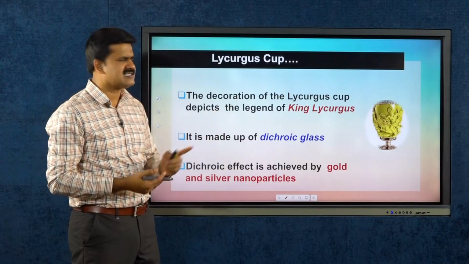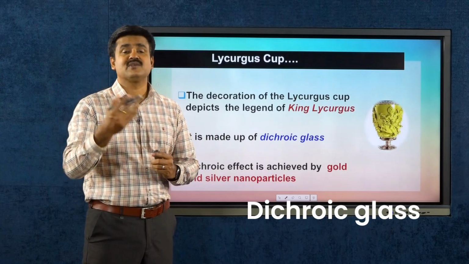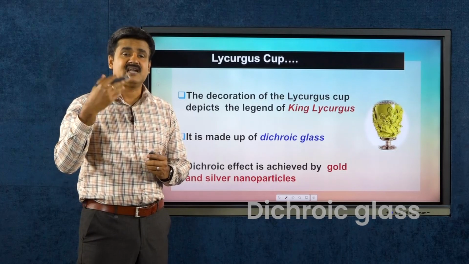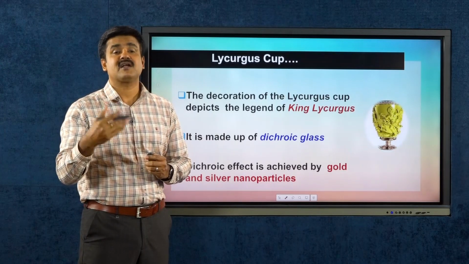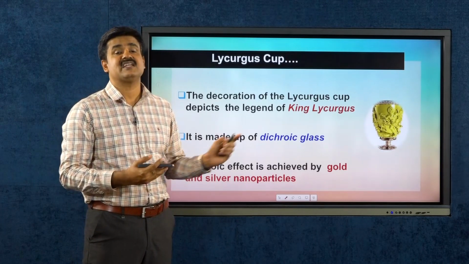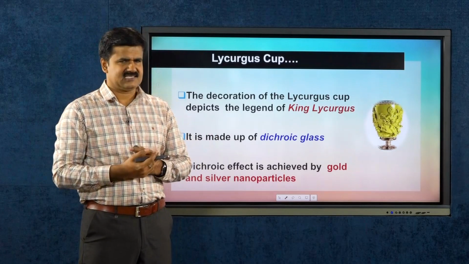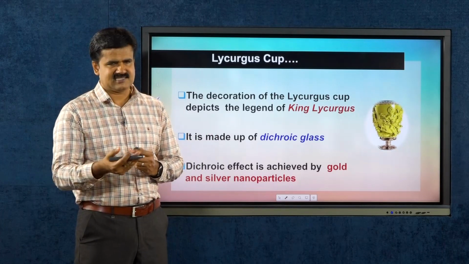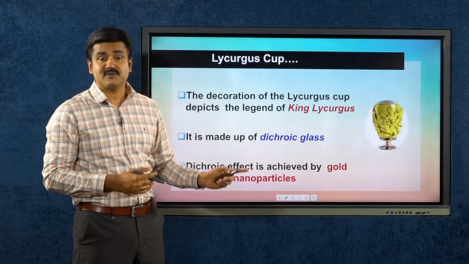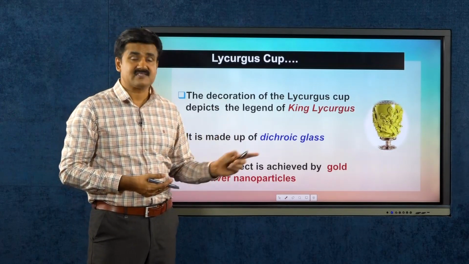And this glass is not a simple glass, it is made of dichroic glass. Dichroism means it may show different colors in different light. The color of transmitted light is different from the color of reflected light. We can enter into more details of the Lycurgus cup. The dichroic effect, the different colors the glass shows, is achieved by gold and silver nanoparticles. This happened in the 4th century.